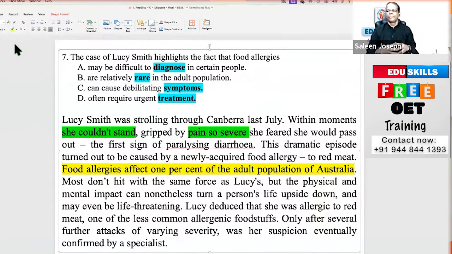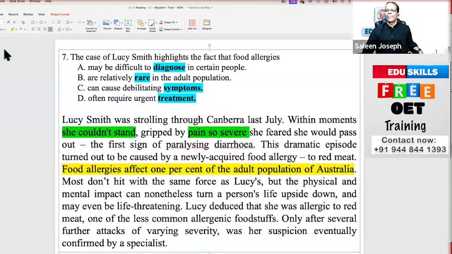1%. Does 1% mean rare, right? Yes, Father. Not many, 1%. This is one criterion they create to confuse you in most of the texts. Now, option B says food allergies are relatively rare in the adult population, in India, in Africa, in America, in England, in Germany, in Nigeria, in Pakistan, in New Zealand.